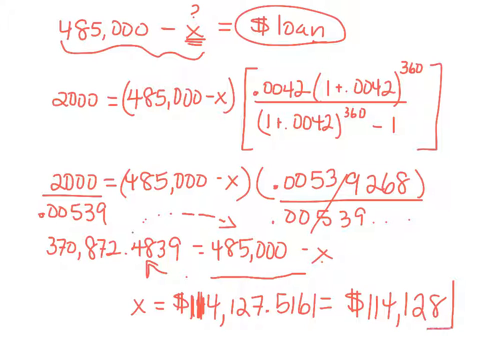So $114,128. So what this is saying is that's the amount of money that she needs to come up with for a down payment. So she's going to give that amount of money to the bank that's giving her this loan and say, okay, I have $114,128, subtract that from the $485,000, and boom, that's how much I want to take the loan out, because if I do that, then I know my payments won't exceed the $2,000. Oh, happy joy.